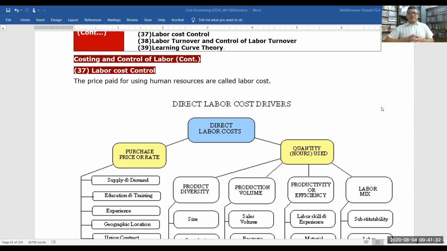So, the labor cost. What is labor cost? The price paid for using human resources is called labor cost. And also we know that there are three elements of cost: material, labor, and overhead. So labor cost is a vital element. The price paid for using human resources is called labor cost.